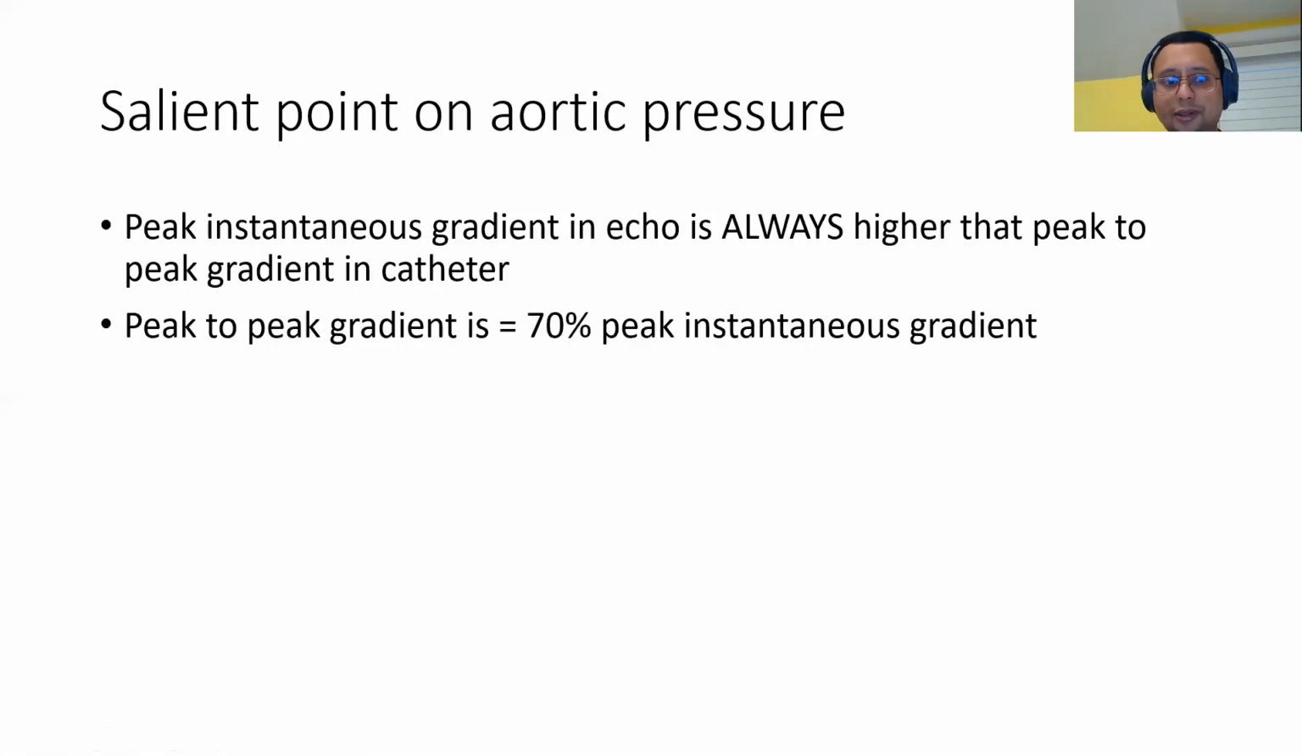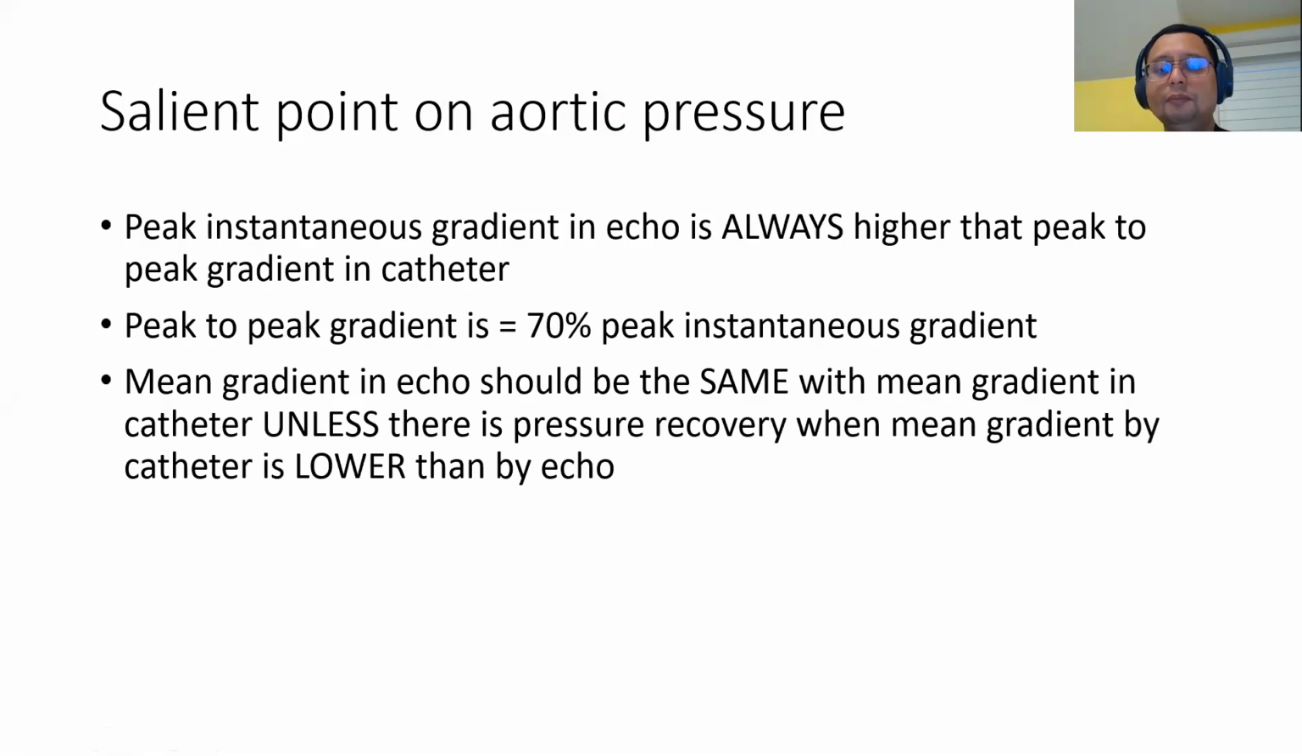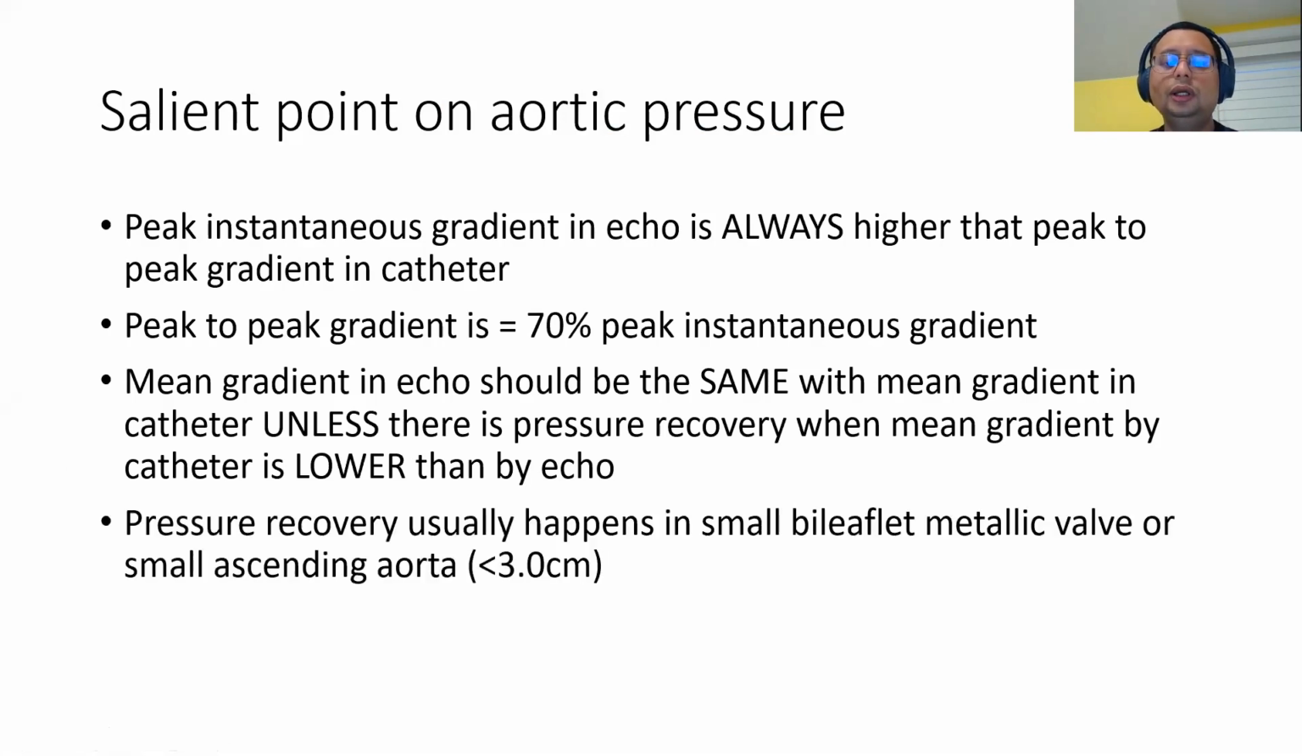Right, so this is a favorite question. Now, mean gradient, okay? The mean gradient that you measure in echo should be the same as the mean gradient that you get using catheter, unless there is pressure recovery. When you have significant pressure recovery, the mean gradient that you measure with catheter is lower than by echo. In which situations do we have pressure recovery? It usually happens in two situations. Number one is a small metallic valve, usually size 19 or 21 millimeter, or a small ascending aorta, less than 3 centimeter.